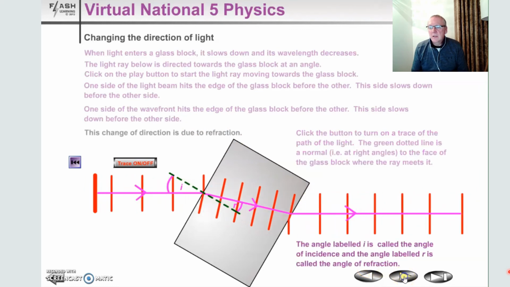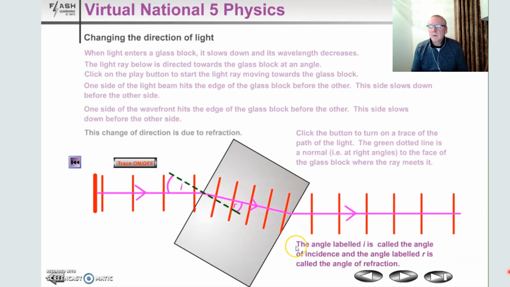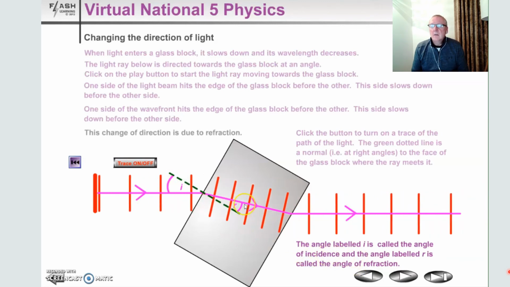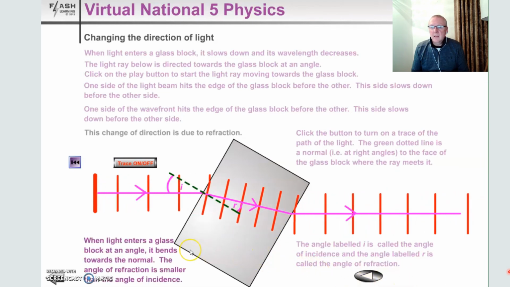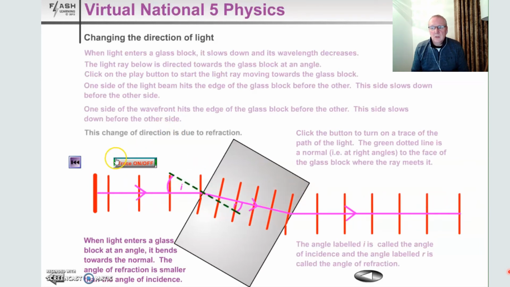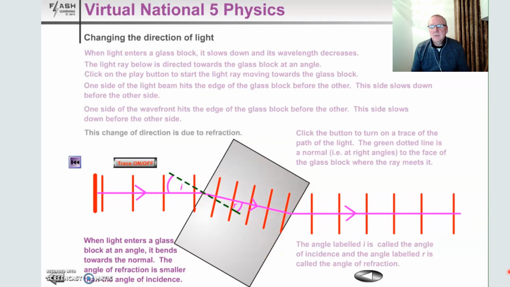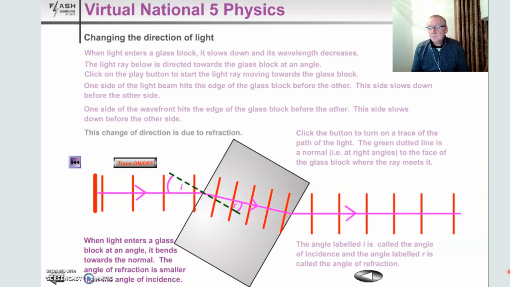So I've turned on the trace of light. Now, the green dotted line in the first boundary is called the normal. And it's a right angle construction line to help with understanding what happens to the light ray. So the angle of incidence I shown there is bigger than the angle of refraction, because when light enters the glass block at an angle, it bends down towards the normal inside the glass block. And so the angle of refraction is much smaller in this case. But if you look at the next boundary, it does the opposite and bends away from the normal again.